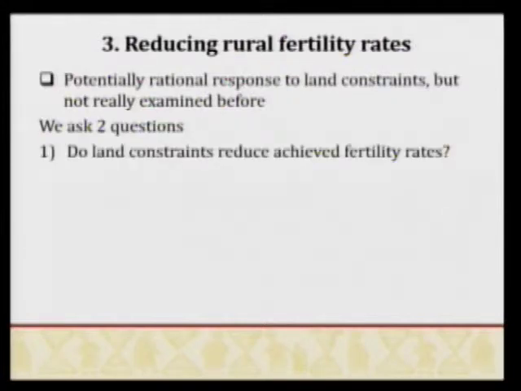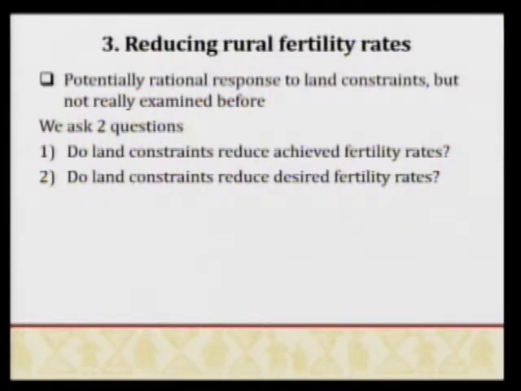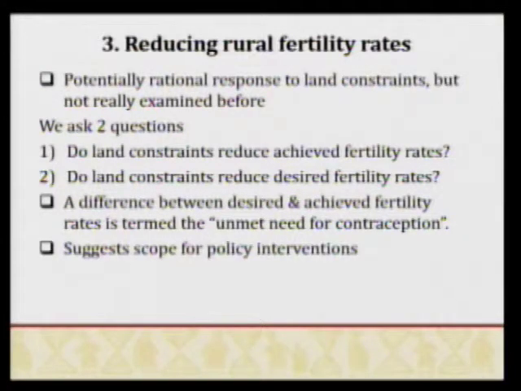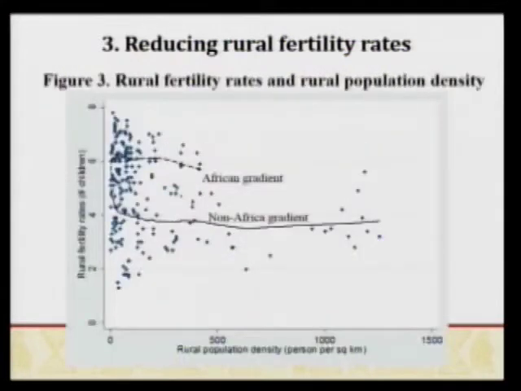We asked 2 questions. Do land constraints reduce achieved fertility rates? That's how many children people actually have. And do land constraints reduce desired fertility rates? The demographic health surveys we use ask people, what's your optimum number of children? The difference between desired and achieved fertility is what demographers call the unmet need for contraception, and that suggests scope, obviously, for policy interventions, particularly family planning interventions.